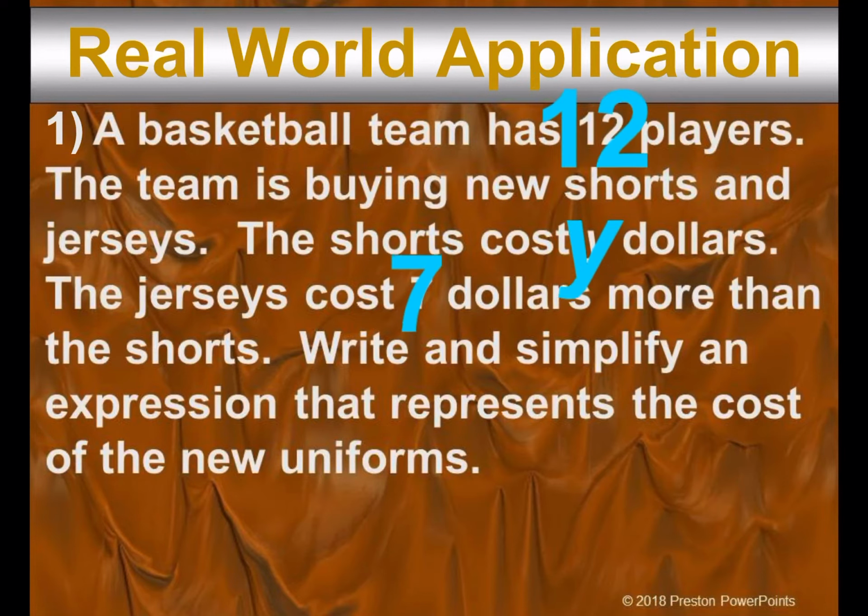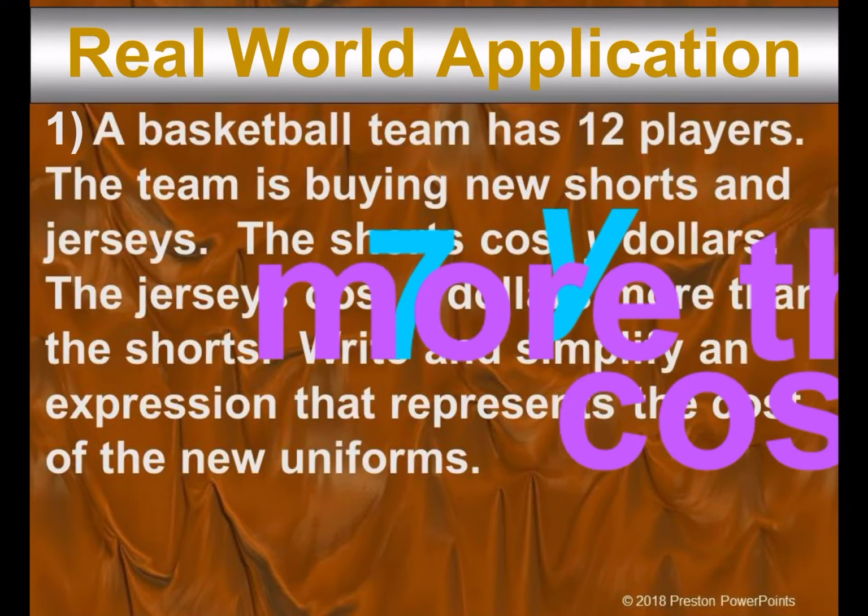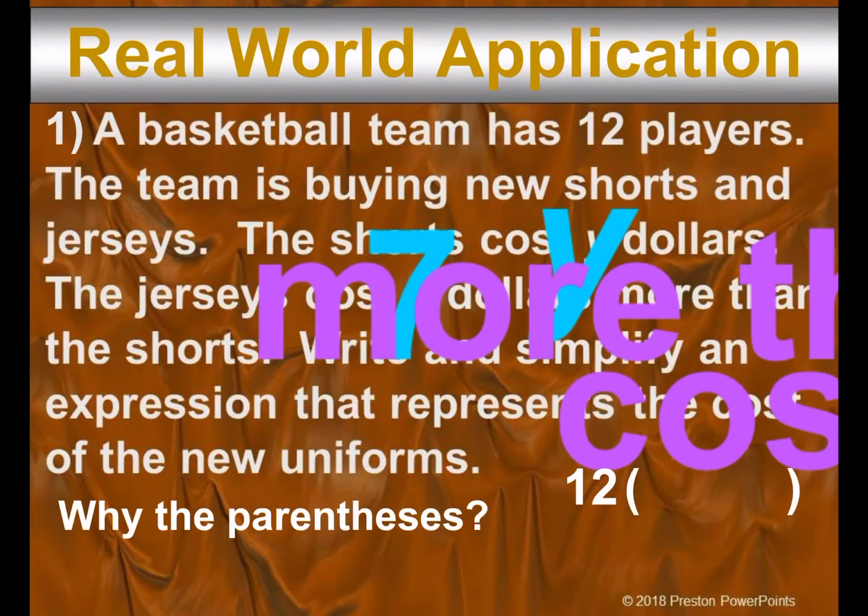So we have two different numbers here. We have 12 for 12 players. The shorts cost Y dollars and the jerseys cost $7 more than the shorts. So let's see what we can use with these. So we have 12, why the parentheses? So we have 12 and then the parentheses.